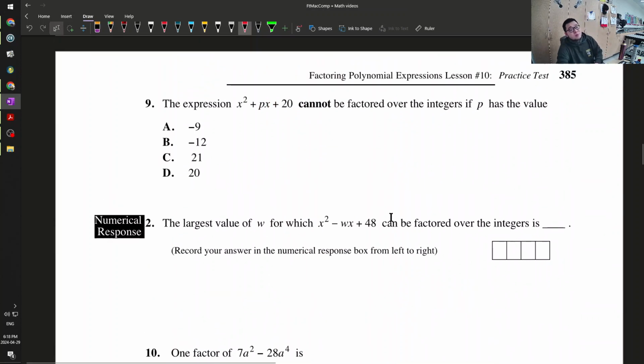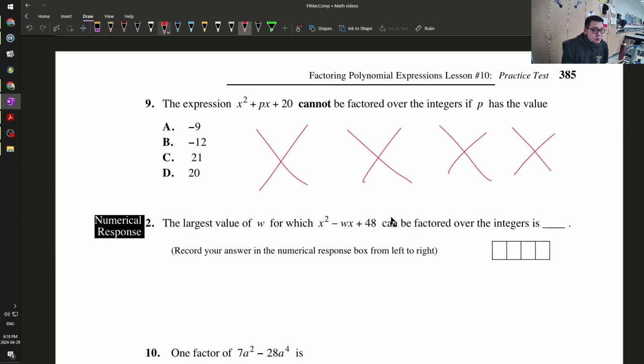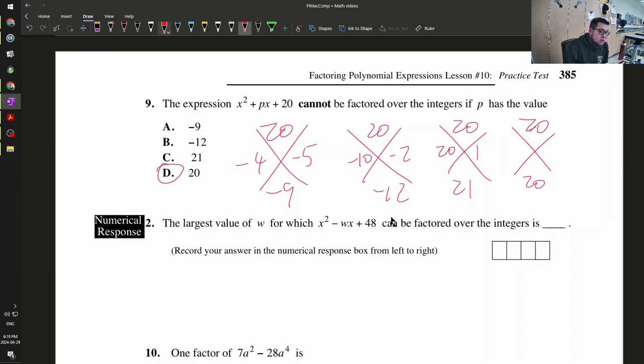9. The expression px cannot be factored over the integers if p has a value. Okay, so let's do 4 diamond puzzles. 20 goes on top. Which one doesn't have a diamond puzzle? So negative 9, negative 12, 21, 20. 21 is pretty straightforward. What times what is 20 and adds to negative 12? This one is nice, it's negative 4 and negative 5. This one is negative 10 and negative 2. This one doesn't have a solution, so it's D.